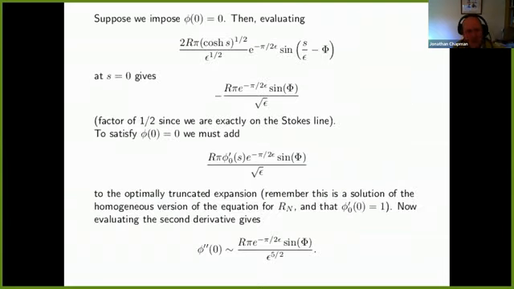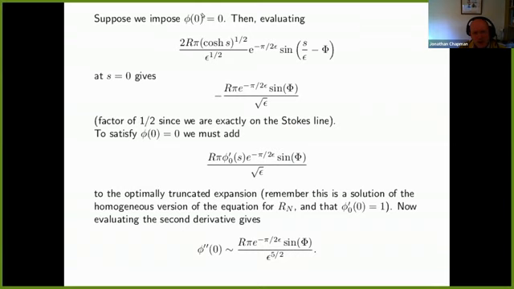What about if I do it the other way? If I say phi of 0 is equal to 0 and I evaluate the second derivative at the origin? Well, the exponential that I'm turning on, if I evaluate it exactly on the Stokes line at S is 0, I get an exponentially small contribution. You get a factor of a half because you're exactly halfway through the Stokes line. The cosh S is evaluated at 0 and the sine is evaluated at S is 0. So this is not quite 0.